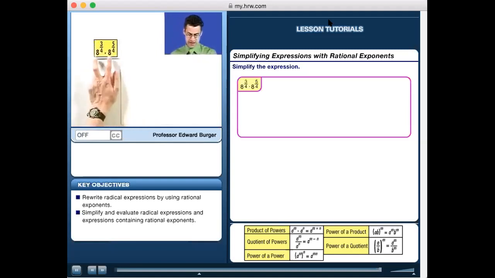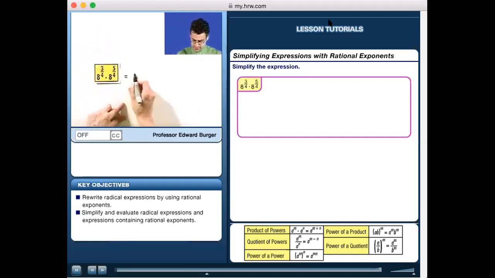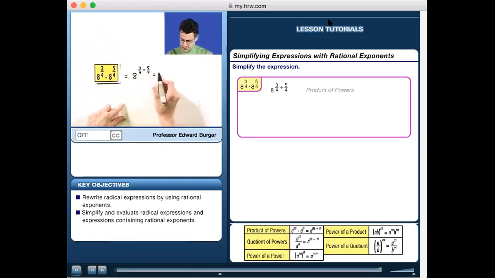So here, since the base is the same, I can add the exponents. So I see it's 8 to the 3/4 plus 5/4, which equals 8 to the 8/4. Well, 8/4 is the same thing as 2, so this is actually 8 to the 2, or 8 squared, which I happen to know is 64.